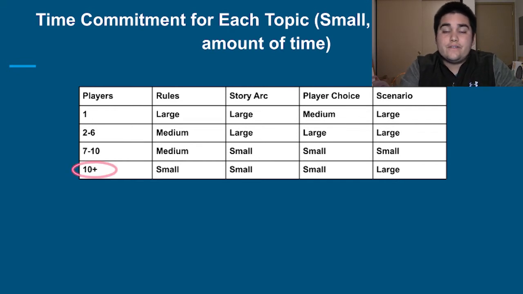And finally, if you have 10 or more players for those large narrative campaigns, spend a lot of your time in writing the scenarios. Rules, keep them as written. Don't worry too much about adding too many extra rules. Story arc, have a set endpoint. Have it like we're preparing for a siege, or we have this giant battle that's going to be coming at the end. Don't really give your players player choice, because with 10 or more different choices happening, it's going to be hard for you to keep up with it.